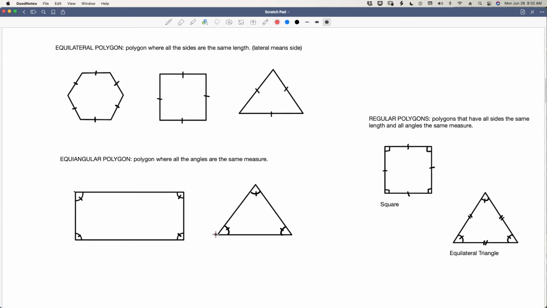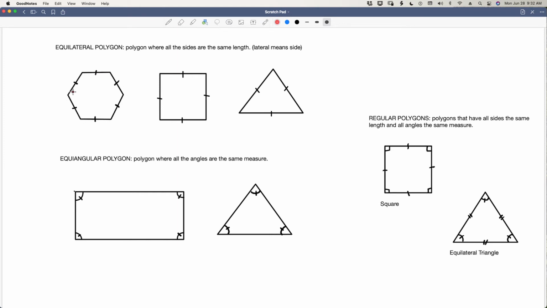Now let's talk about measurements, and we're going to classify their measurements as either having equal sides or equal angles. If they have equal sides, we call that equilateral. An equilateral polygon is where the polygon has all sides the same length. Lateral means sides. So we have an indicating tick mark here that tells us that all of these sides are the same measure. When you see a tick mark on a shape, that's what that means.